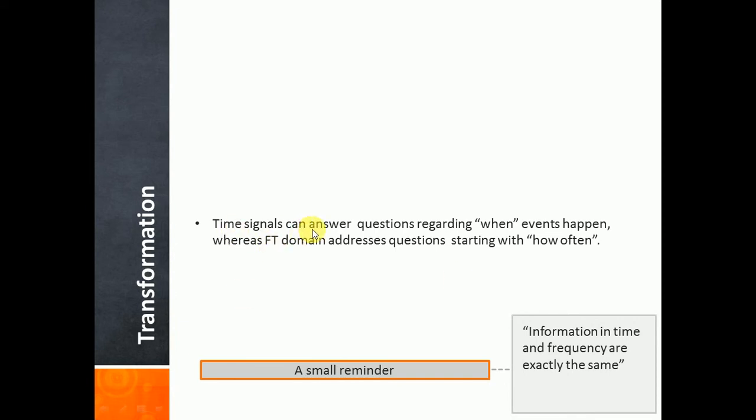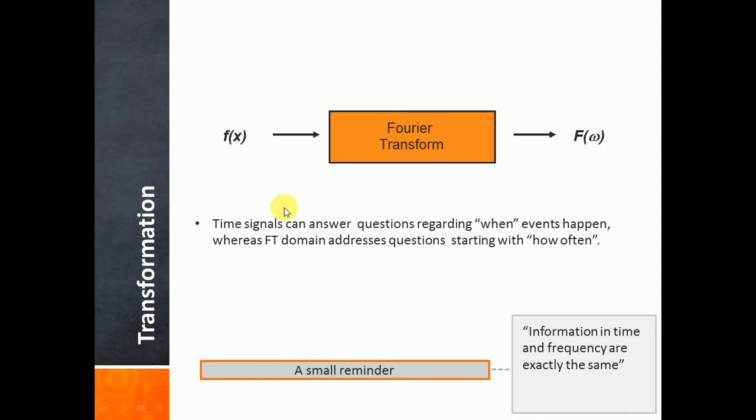Again, the time signals can answer questions like when an event occurs, but it is the frequency domain which addresses questions like how often. Throughout this course and throughout this lecture series, even in this lecture, we will be using this notation. So f(x), small f with an x, would be your signal in time domain, and capital F with omega being the symbol for frequency, will be your symbol for the transform of that signal in frequency domain.